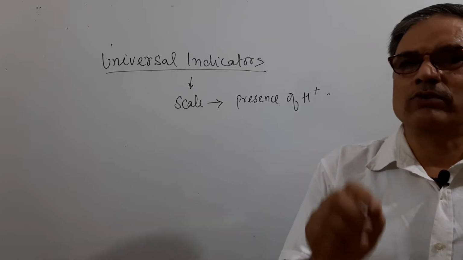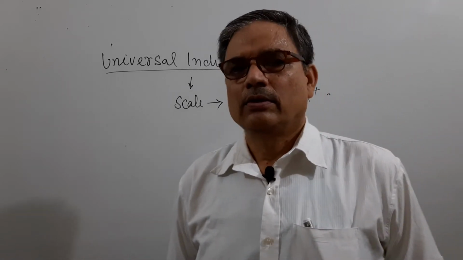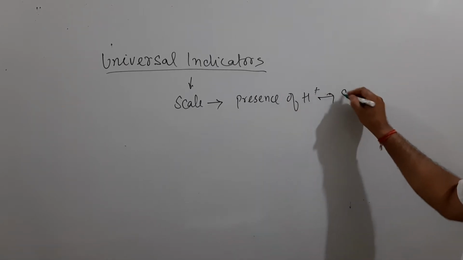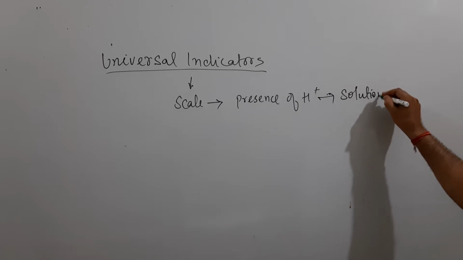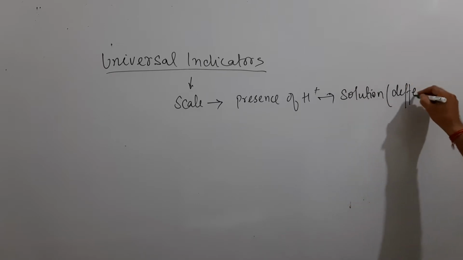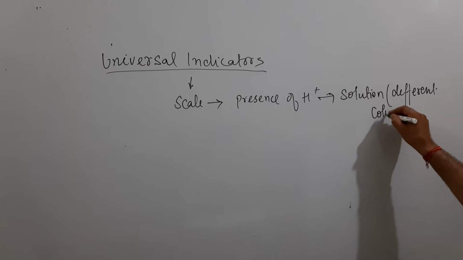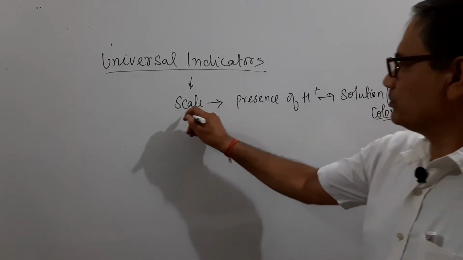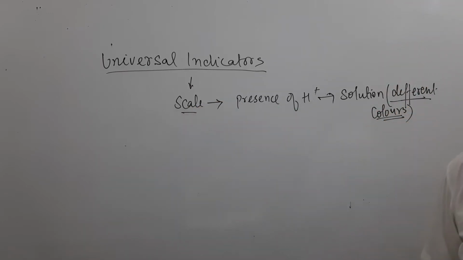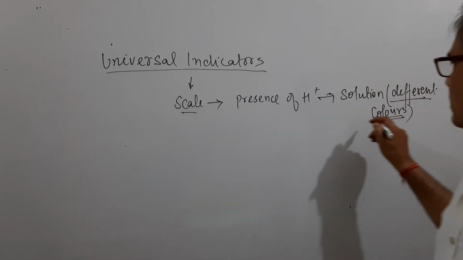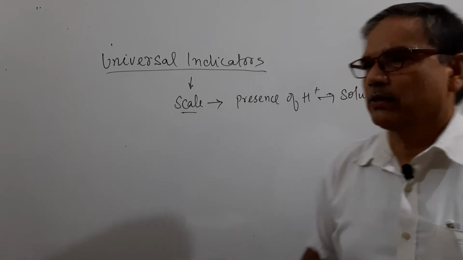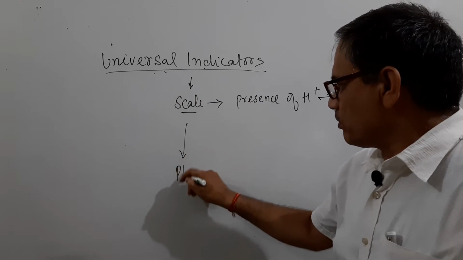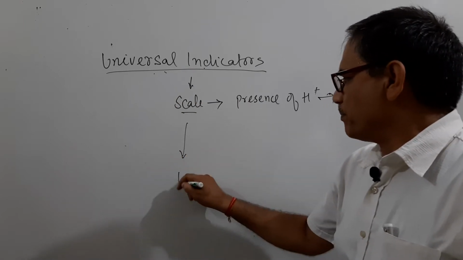A given solution shows a different color, which means the presence of hydrogen ion in the given solution is shown by a different color. The color will also show a particular number, and that number is the pH number. The universal indicator is also known as the pH indicator.